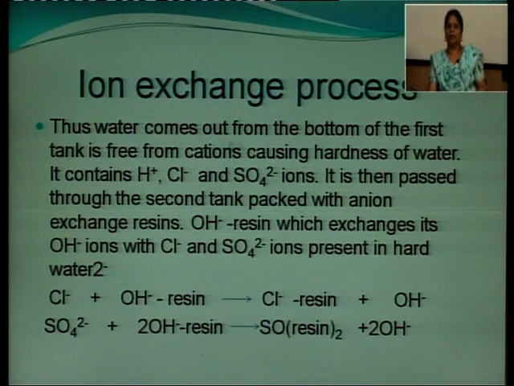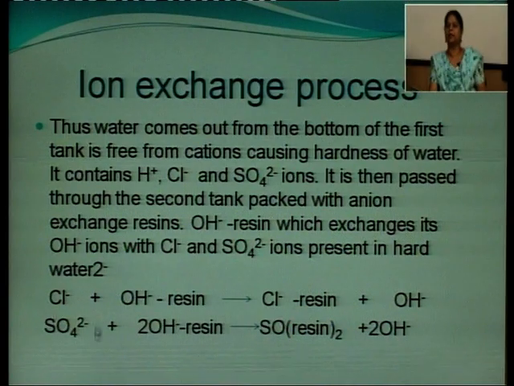Now, water coming out from the bottom of the first tank is free from cations causing hardness of water. It contains H ions, chloride ions and sulfate ions, and is then passed through the second tank packed with anion exchange resins. In the anion exchange resins, the OH ions are exchanged with chloride ions or sulfate ions which are present in hard water.